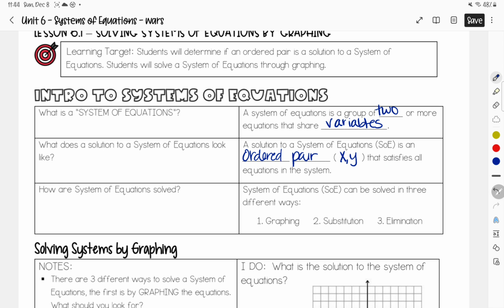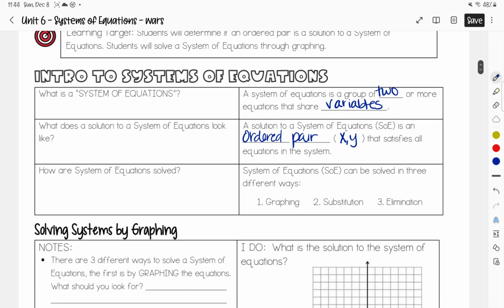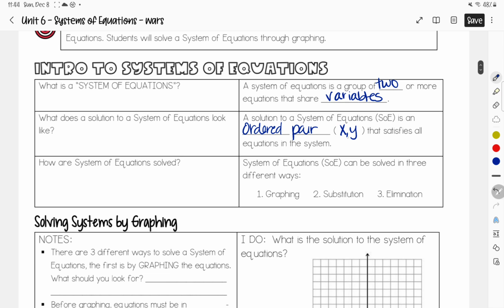And it says that it satisfies all equations in the system. What that means is that the ordered pair makes all the equations inside the system true if I was to substitute those values in. And we're going to do that a little bit later. But it's also where the equations meet. Like if we were to graph them, it would be the point where they all meet.